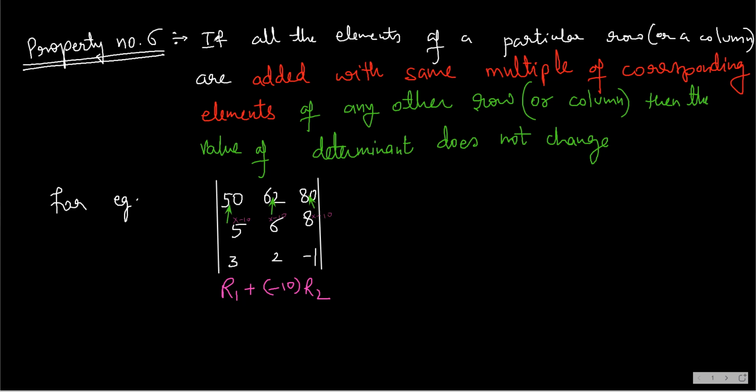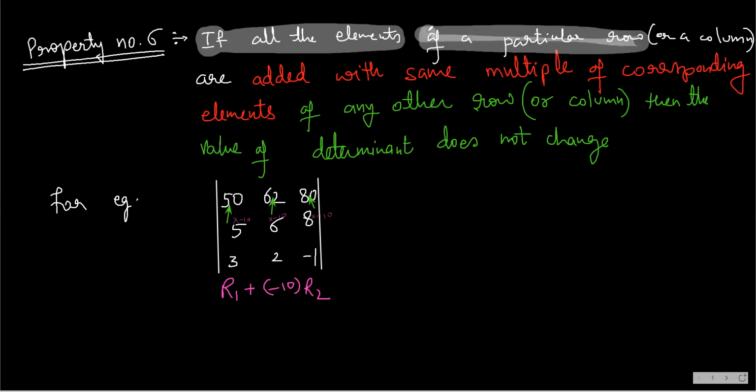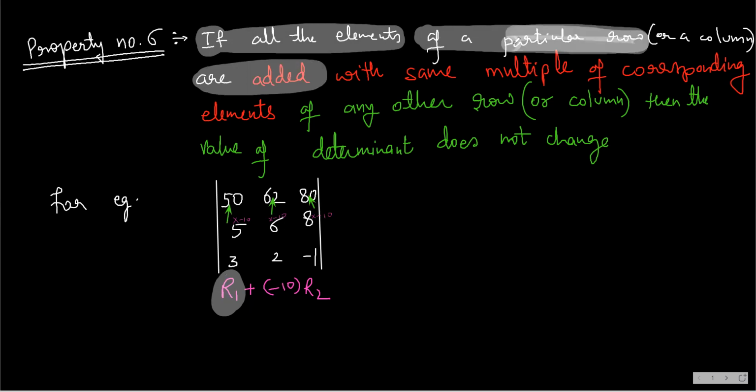See, what is the property? If all the elements of a particular row are added, here which row am I choosing? I am choosing R1. I am adding to the elements of R1. Particular, you have written no particular row, so here that particular row is R1. What am I adding? The same multiple of corresponding elements of any other row.